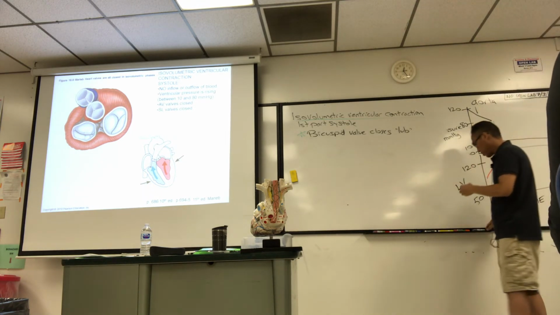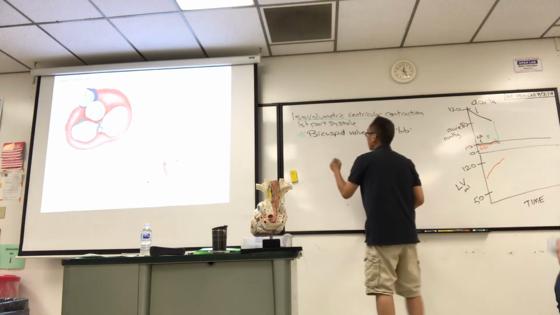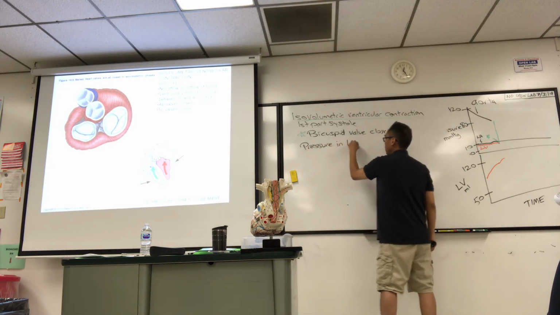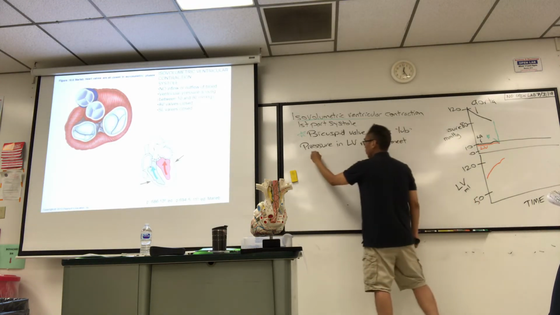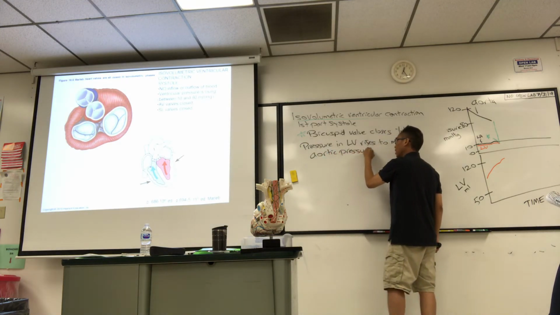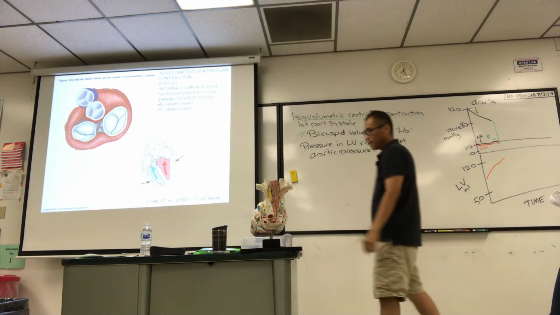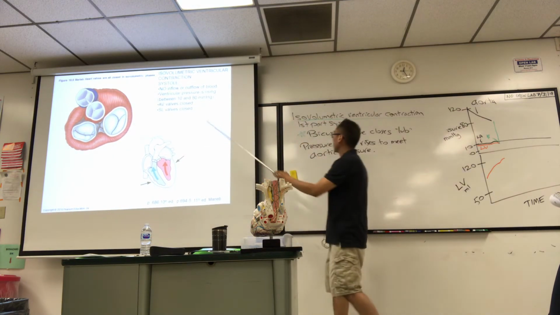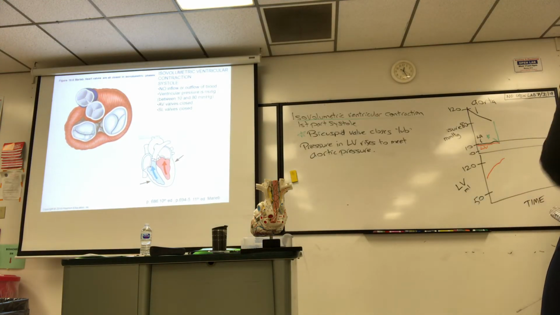So for isovolumetric ventricular contraction, basically you're getting a huge jump in pressure. Pressure in LV rises to meet aortic pressure. On the slide, I say about 10 to 80, right? You go from 10 to 80, that's why I say there. 10 to 80. And note that this is an isovolumetric phase.